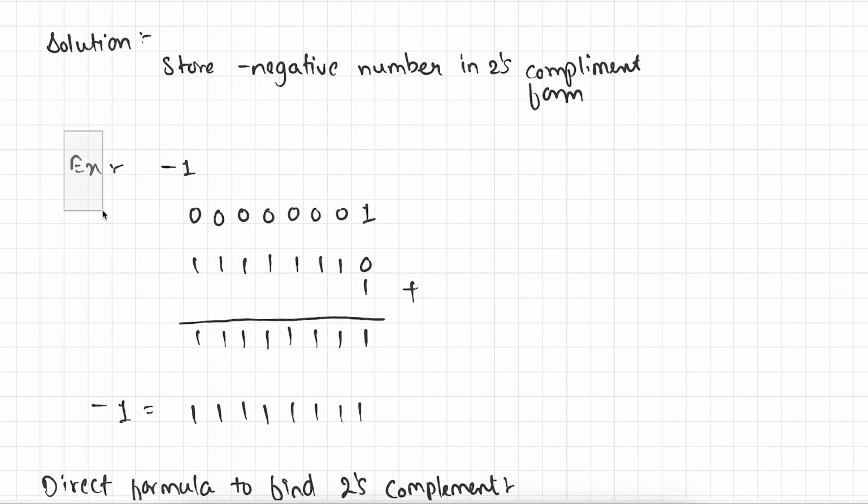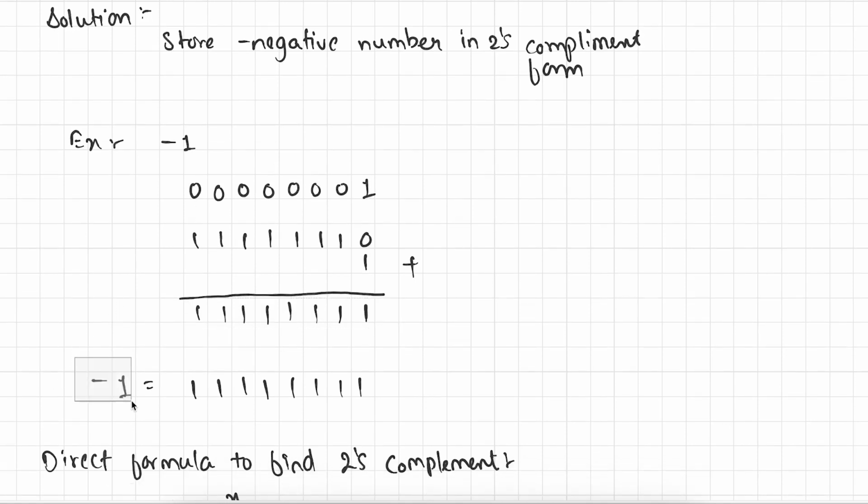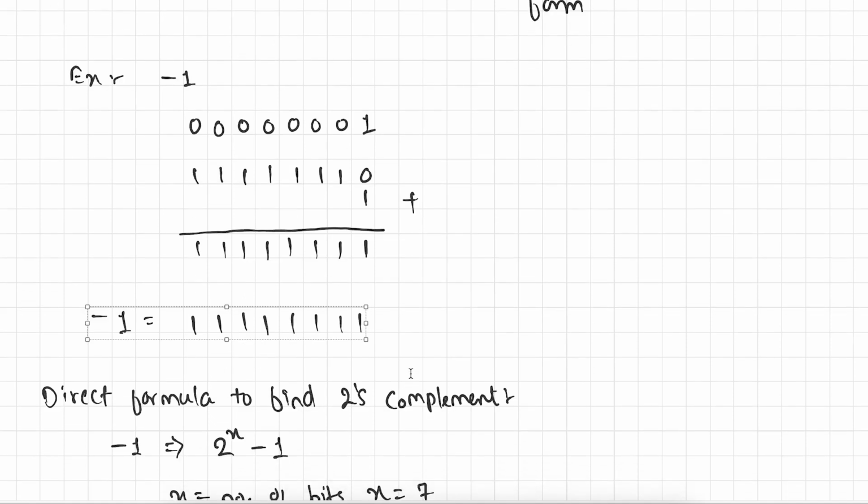Let's say I want to store -1. So we have to first calculate the 2's complement of number 1. The binary representation of number 1 is 00000001. We are going to invert all the bits, and we are simply going to add 1 to it. After adding 1 to it, we get the 2's complement of number 1. So when we store -1 in memory, it's going to be stored as 11111111, and this is the 2's complement form.